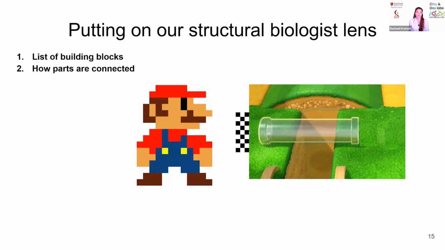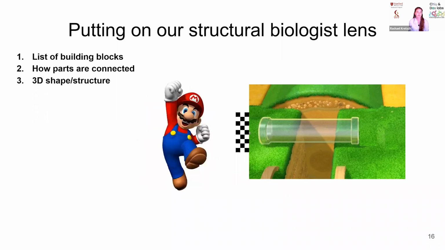Then we go to the second level of structure, which is how the parts are connected. So we know the shoes are at the bottom, they're connected to the overalls, and then the hat's on top. But we still don't know the exact dimensions or shape that would allow us to ask whether it can fit through the tube. We need the 3D structure for that. And once we have the 3D structure, we can fit him in the scene. And we see he's slightly too tall to fit into the tube.